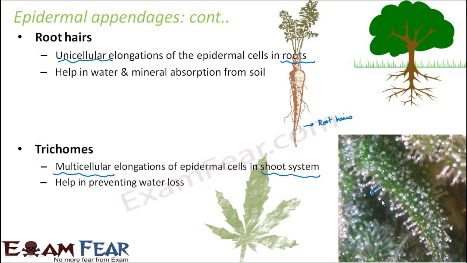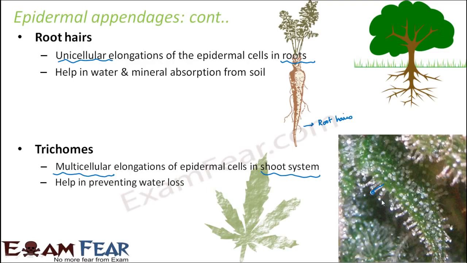If you compare root hairs and trichomes, there are quite a few differences between the two. Root hairs are seen in roots, of course. Trichomes are seen in the shoot system. Root hairs are unicellular, trichomes are multicellular. Root hairs are very rarely branched, whereas trichomes can be branched or unbranched.